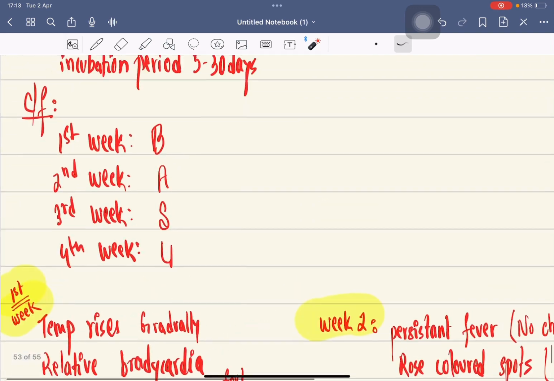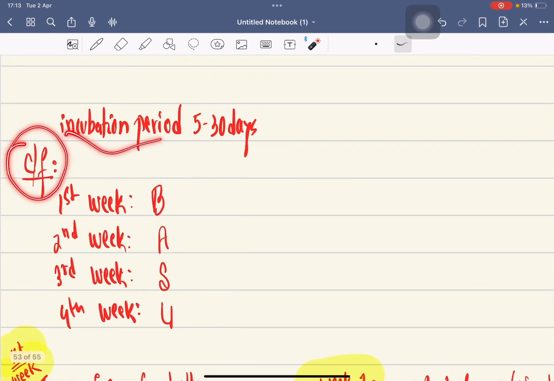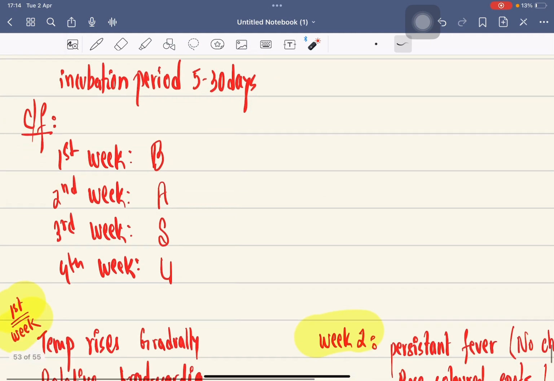Let's see the clinical features. The incubation period is 5 to 30 days. Detection depends on the week. In the first week, we can detect typhi in blood. In the second week, agglutinations by the Widal test. In the third week, in stool. In the fourth week, in urine.